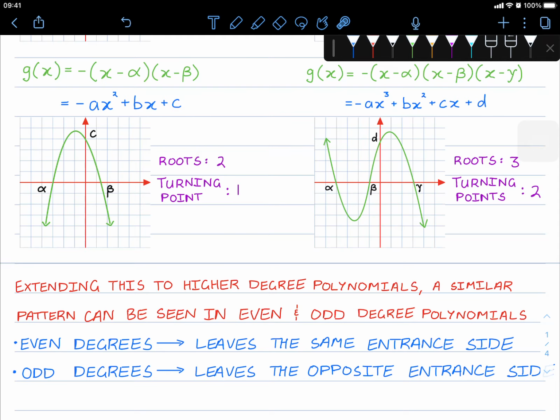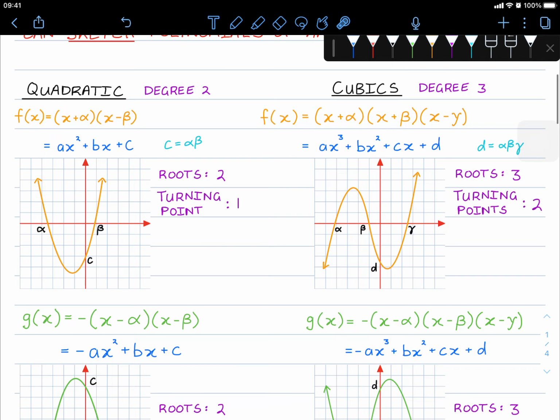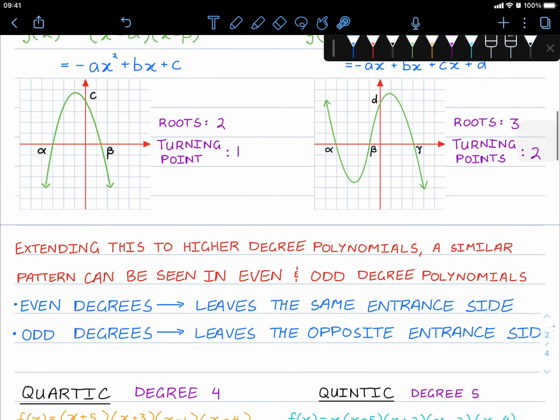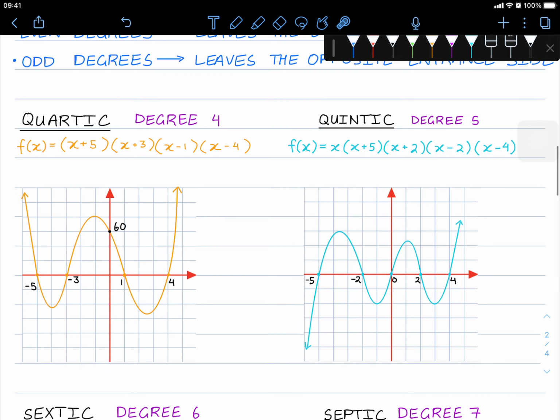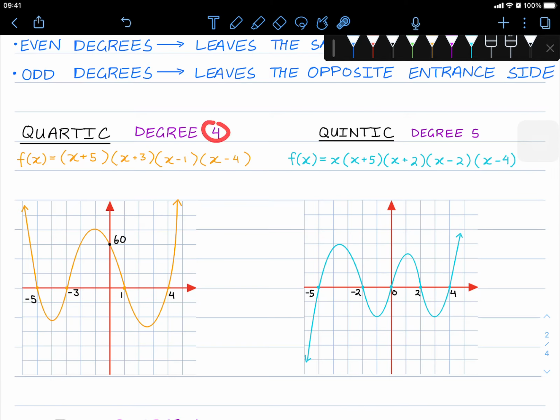So even degrees start here, end here if they have a lead coefficient that's negative. For cubic, starts here, ends there if they have a negative. It's flipped if they have a positive lead coefficient. And then from this, we can keep extending it to quartics, which has a degree 4.